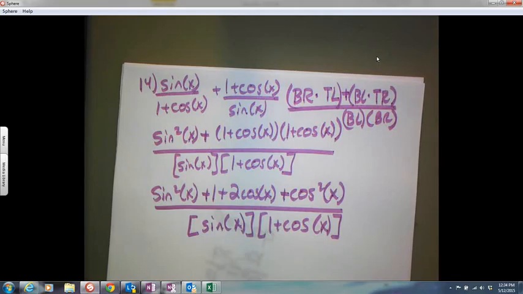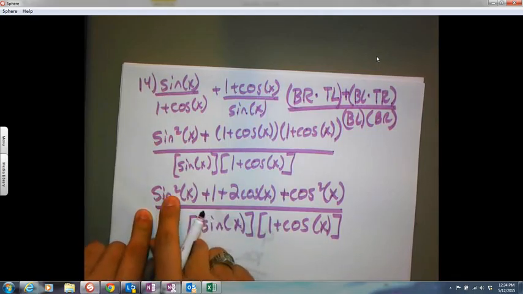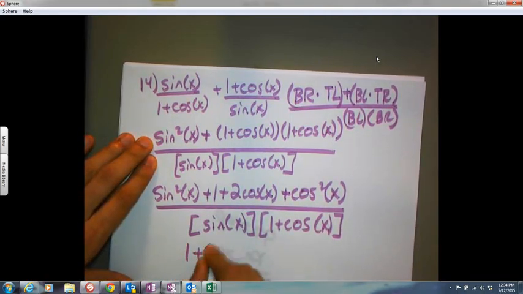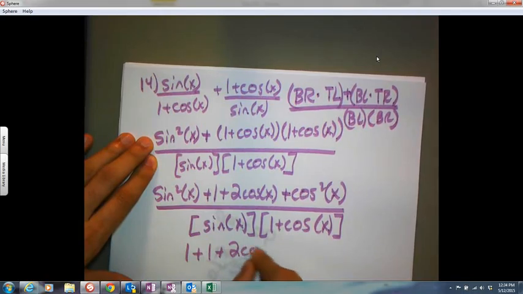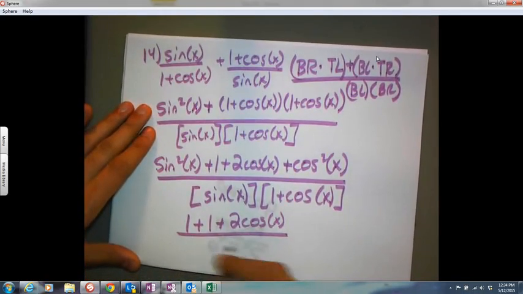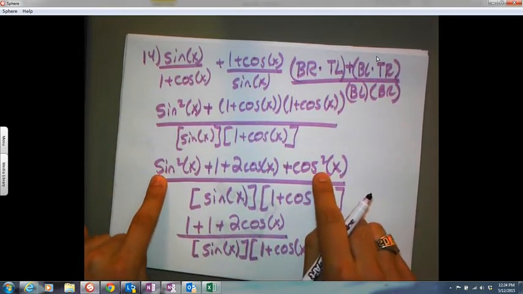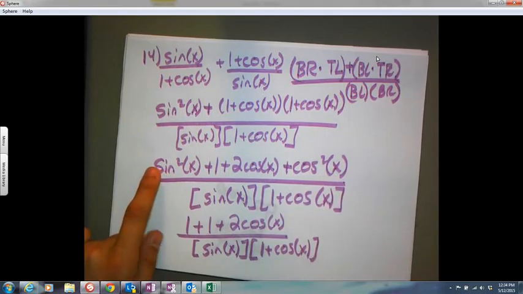Now we are going to simplify this. Sine squared plus cosine squared is 1. One more time, Giselle, repeat what? Sine squared plus cosine squared equals 1. Does that work? Okay. Brianna, go ahead, please.